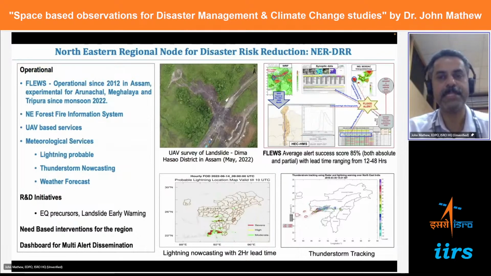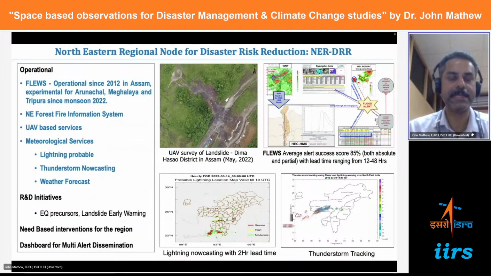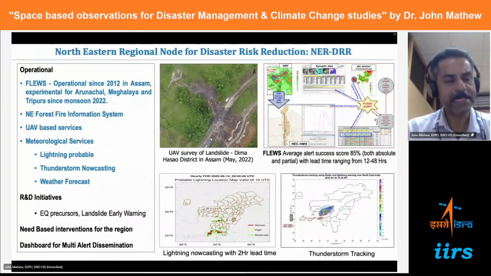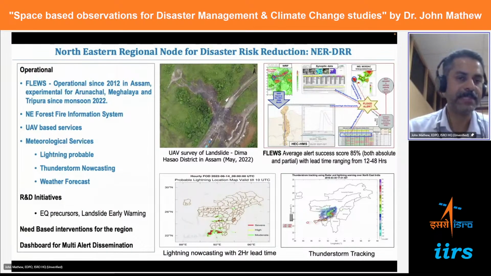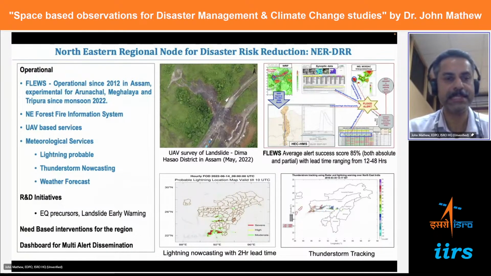And I would also like to mention one particular initiative for the Northeastern region, called Northeastern Regional Disaster Risk Reduction. It's a replica of all the activities, but there are regional initiatives. For example, there is a flood early warning system developed for the Brahmaputra River, which was established in 2012 with funding support from the state of Assam.